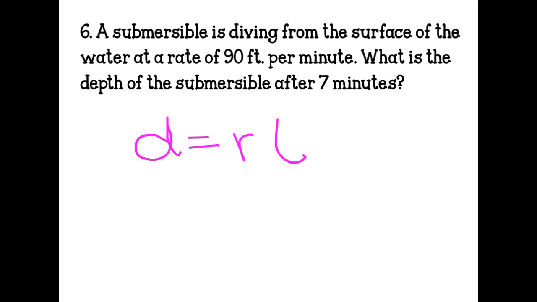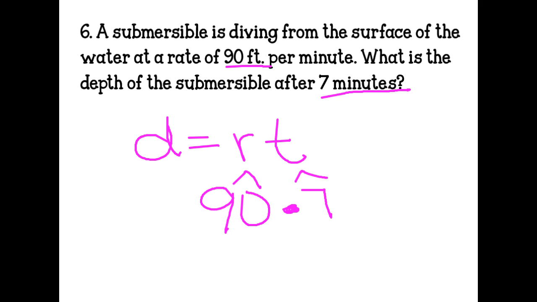So they gave us the rate that it's moving, that's 90 feet per minute, and the time is 7 minutes. So we take 90, plug it in for the rate, and then we take the time, which is 7 minutes, plug that in for time, and 90 times 7 is 630 feet.